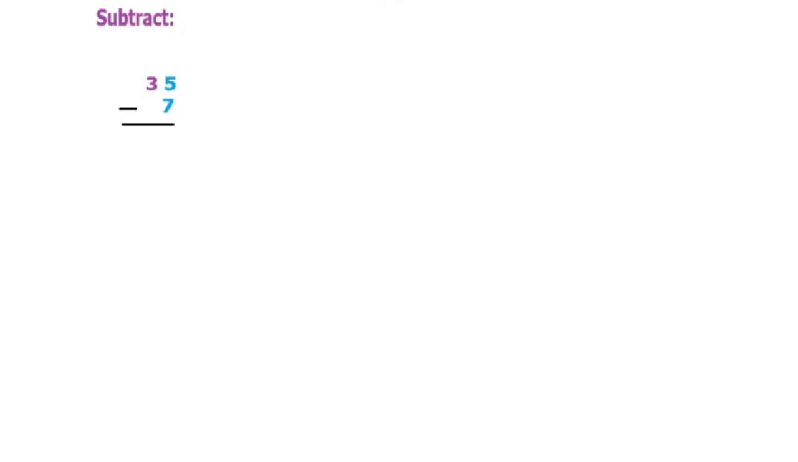In this video, we're going to subtract two numbers. So if we have a problem like this that says subtract 35 minus 7, the first thing to do is to always remember your place value. Okay, so this is the tens and this is the ones column.